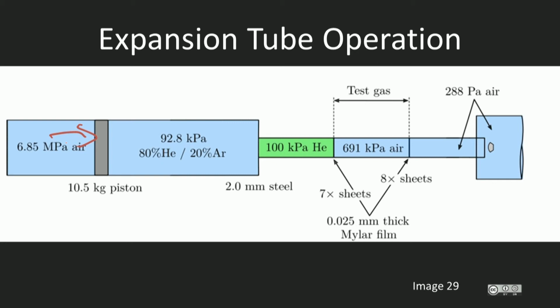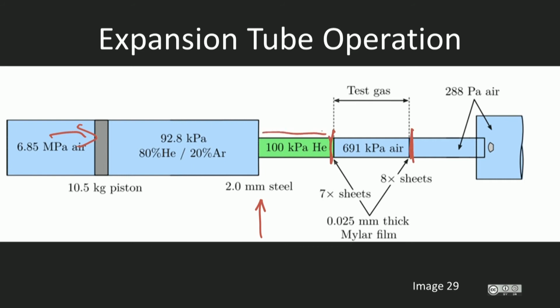In front of the piston is approximately 1 atmosphere of helium and argon. The large diameter driver tube is separated from the lower diameter shock tube by a 2 mm steel plate. So that diaphragm is located at this station. Between the steel primary diaphragm and the mylar secondary diaphragm, we have helium gas. So we have our plastic film diaphragms at these locations.